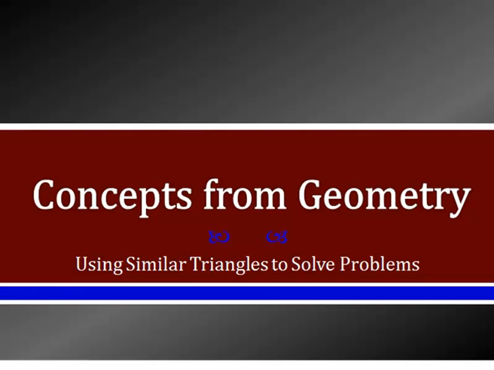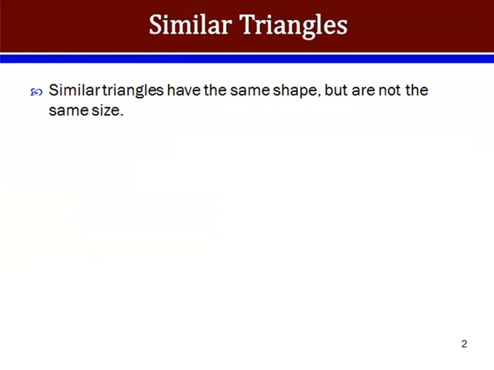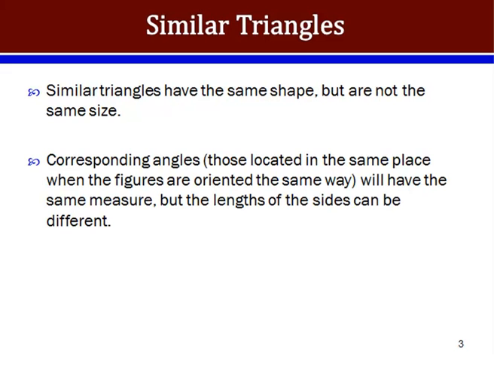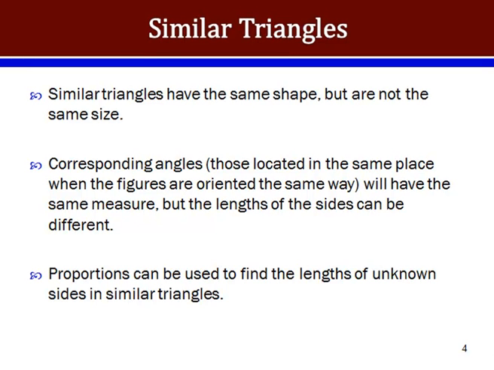In this lesson, we'll be talking about some concepts from geometry, and we'll be using similar triangles to solve problems. Similar triangles have the same shape, but are not the same size. The corresponding angles, those angles that are located in the same place when the figures are oriented the same way, will have the same measure, but the lengths of the sides can be different. And we'll use an equation called a proportion to find the lengths of unknown sides in similar triangles.